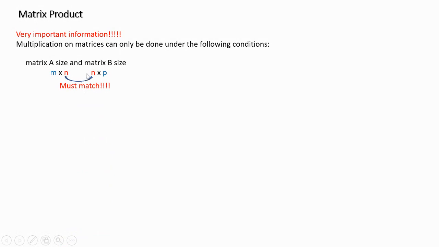If these match, you can multiply the matrices. If they don't match, you cannot multiply the matrices. And the answer will be an m by p matrix. So the inner numbers determine if you can multiply the matrices, and the outer numbers will be the size of the answer, an m by p matrix.